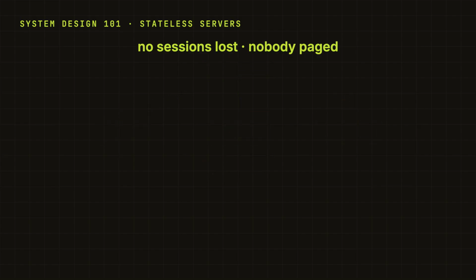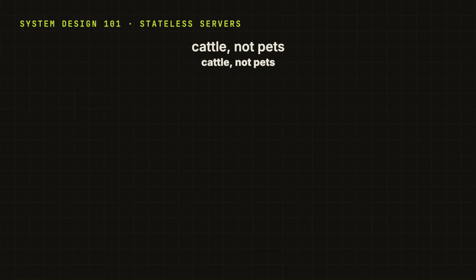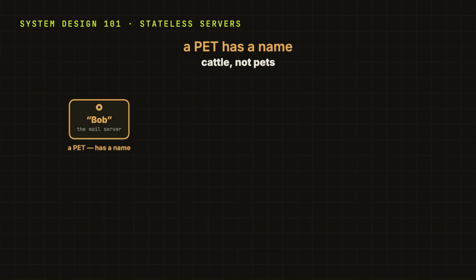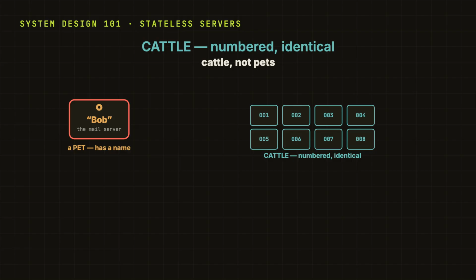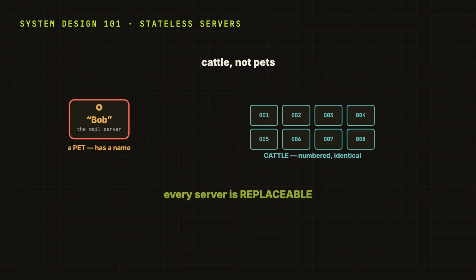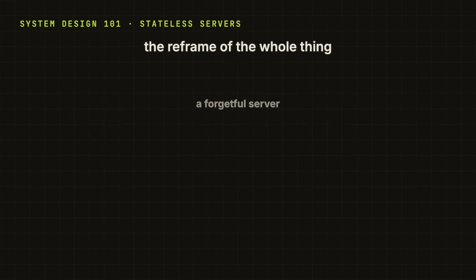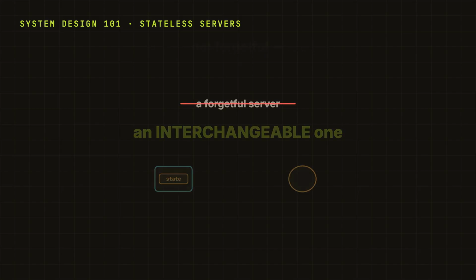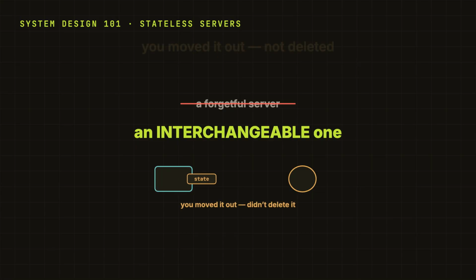And that is an actual phrase people use. Cattle, not pets. A pet server is Bob the mail server. It has a name. And if Bob gets sick, everyone drops what they are doing. Cattle are numbered. Server 1 to 100. Identical. And if one falls over, you replace it and move on. That is the word, right? Every server is replaceable. Stateless servers are cattle, which is the reframe of this whole thing. A stateless server is not a forgetful server. It is an interchangeable one. And you did not delete the memory, you just moved it out.